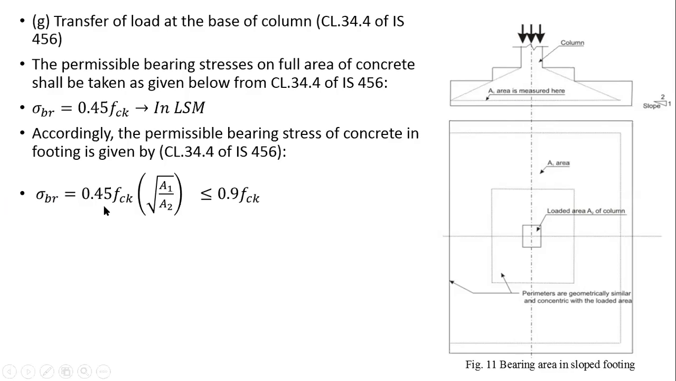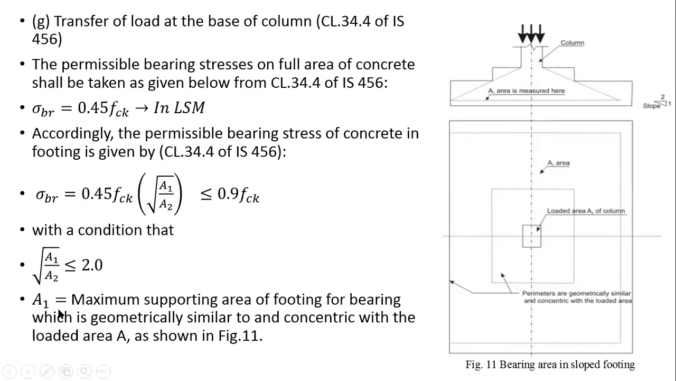So the bearing stress you have to calculate by this formula, and it should be less than or equal to 0.9 times fck, with the condition that A1 by A2 should be less than or equal to 2.0. Clear? Now what is A1 and what is A2? A1 is the maximum supporting area of the footing, from here to here, of the footing for bearing, which is geometrically similar to and concentric with the loaded area.